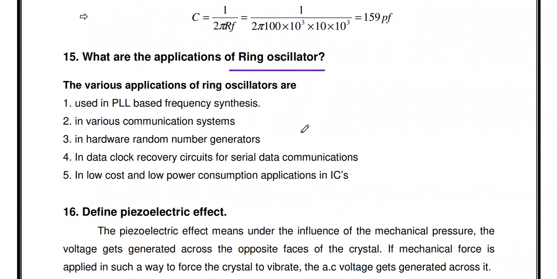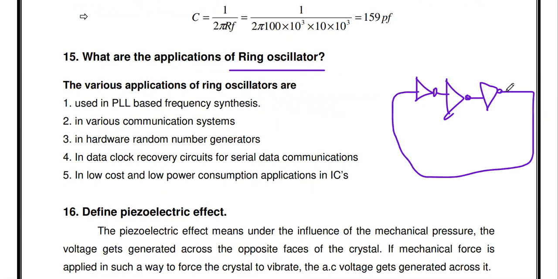So a ring oscillator, you know, is an odd number of NOT gates connected in cascade. Okay, an odd number, that is 3 NOT gates or 5 NOT gates or 7 NOT gates connected in cascade, and we have to give the feedback. The output of the last NOT gate is given as an input to the first one, and this is said to be the ring oscillator.